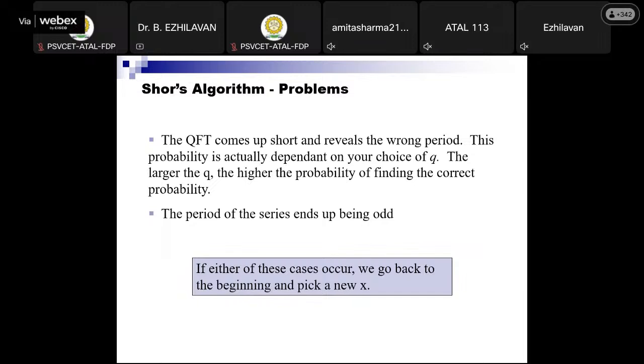This quantum Fourier transform sometimes comes up short and reveals a wrong period. This probability actually depends on the choice of Q. If Q is larger, then there is a higher probability of finding the correct period. If it's lower, there may be less probability. Mostly the period ends up being odd. Similarly, we go to the beginning and pick a new value of x, and repeat the process.